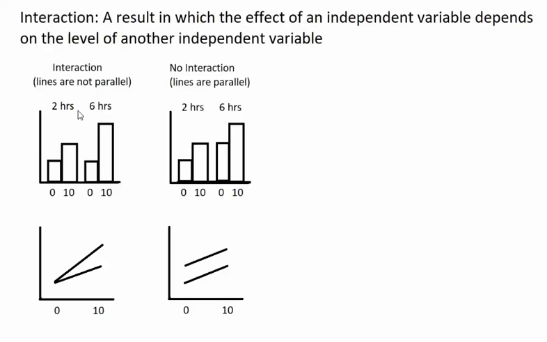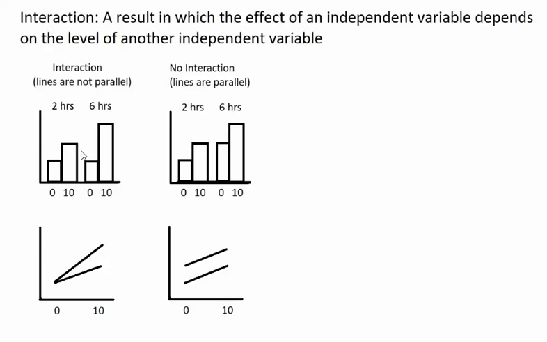So when the people have had 2 hours of sleep, the difference in exam performance between 0 and 10 hours of studying is not as much. But when people have had 6 hours of sleep, it's a steeper difference, and the gain from studying 10 hours is greater. It's more of a benefit. So this left graph right here would be called an interaction.